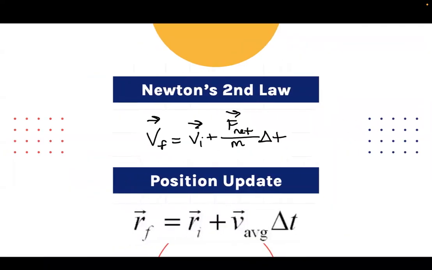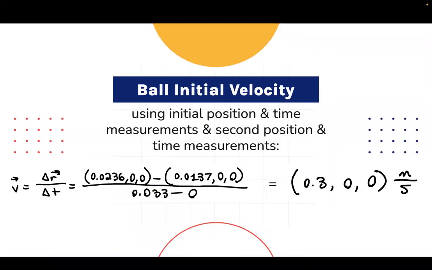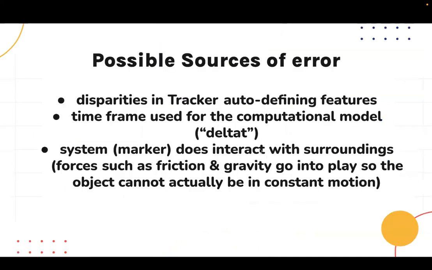The ball's initial velocity will be calculated using the initial position and time measurements and the second position and time measurements. So we can subtract these vectors and see the change in position over the change in time. So we get 0.3 meters per second as its initial velocity. And we can use this in the computational model to continue to predict the velocity and the position. A change in the velocity is always 0 because F net is 0. So we see that, in fact, the object's mass plays no role in the prediction.